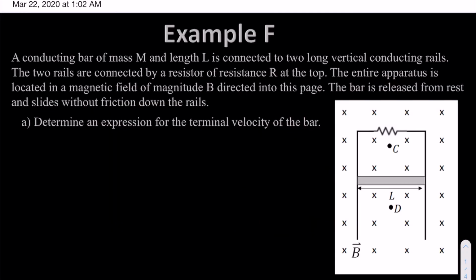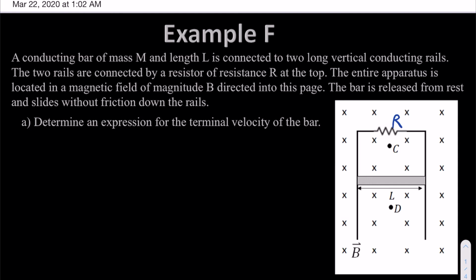Example F is a classic Physics C question where you have a bar falling in a magnetic field. You have a conducting bar of mass m and length L connected to two long conducting rails. The two rails are connected by a resistor of resistance R at the top, and the whole apparatus is in a magnetic field of magnitude B, which is directed into the page. The bar is released from rest and slides without friction down the rails.